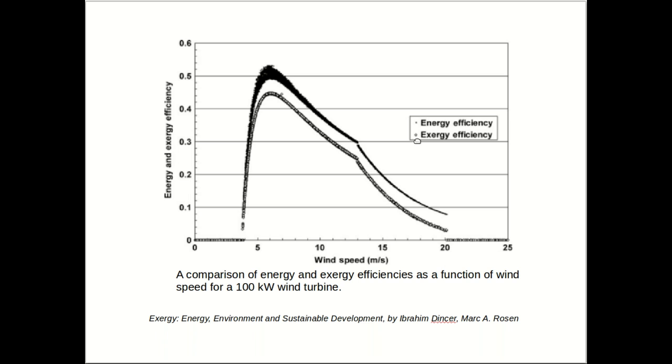Depending upon different symbols, those empty circles are exergy efficiency as a function of wind speed, and those filled dots are energy efficiency as a function of wind speed. We can see that there is some slight overestimation based on energy efficiency alone. Energy efficiency is slightly higher than the exergy efficiency. And the actual efficiency, in terms of the economical sense, in terms of the mechanical energy that we can actually extract from the wind, is the exergy efficiency. The exergy efficiency is something more useful in a practical sense.